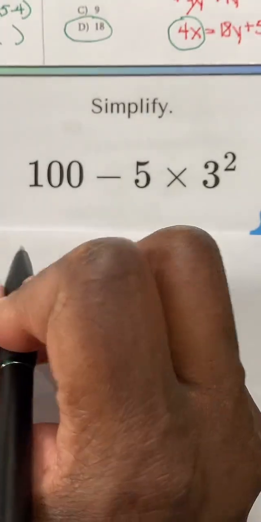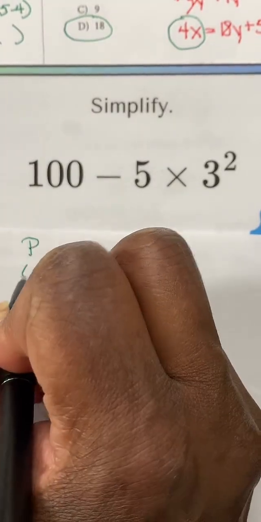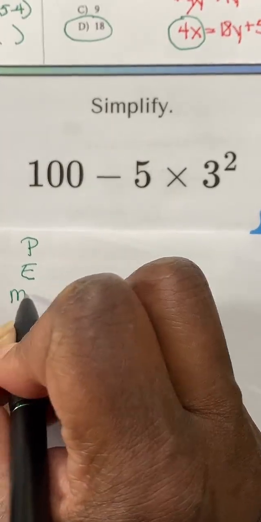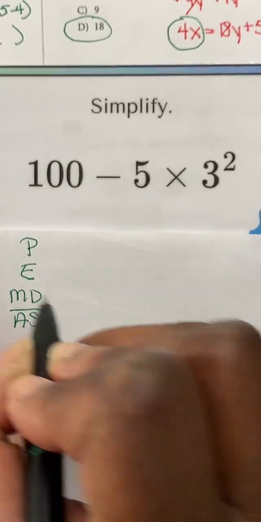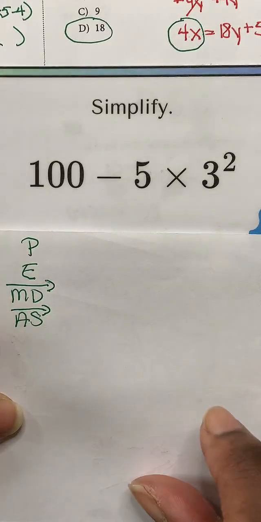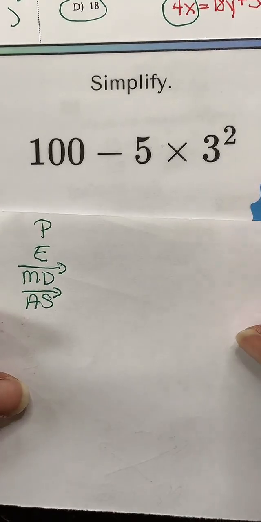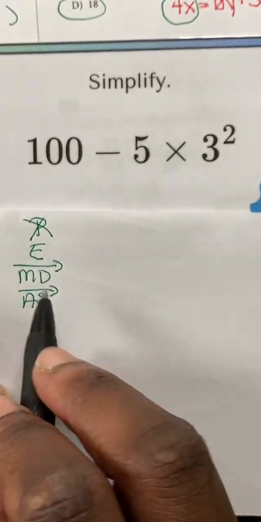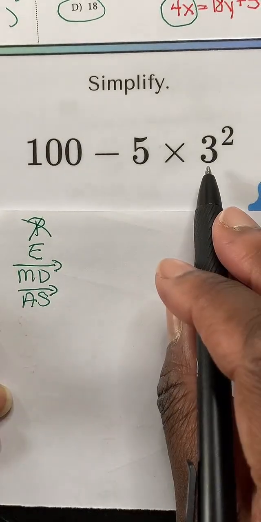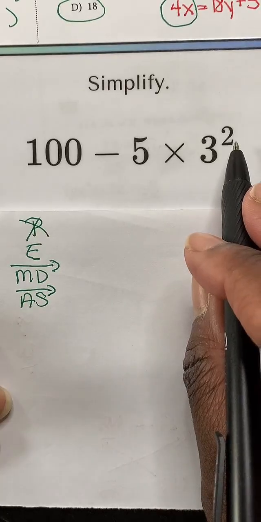So this kind of goes back to our "Please Excuse My Dear Aunt Sally," which I've been seeing a lot of online lately because of my algorithm. Now, we don't have any parentheses. Boom, that's done. We have an exponent. So our exponent is that 3 squared.